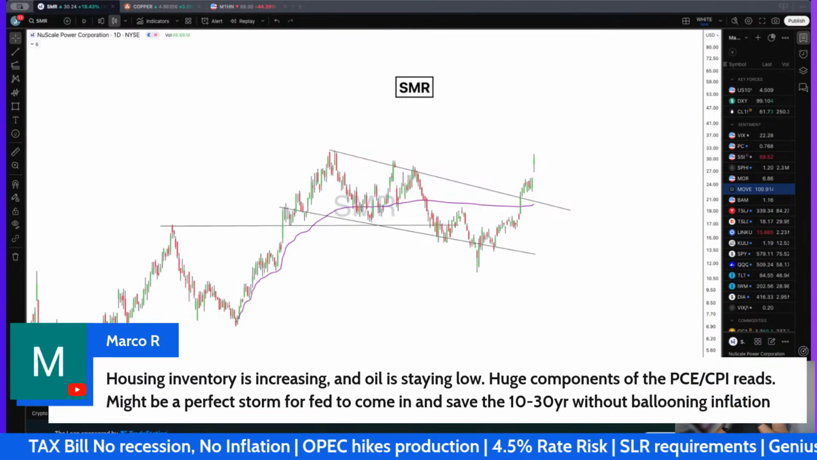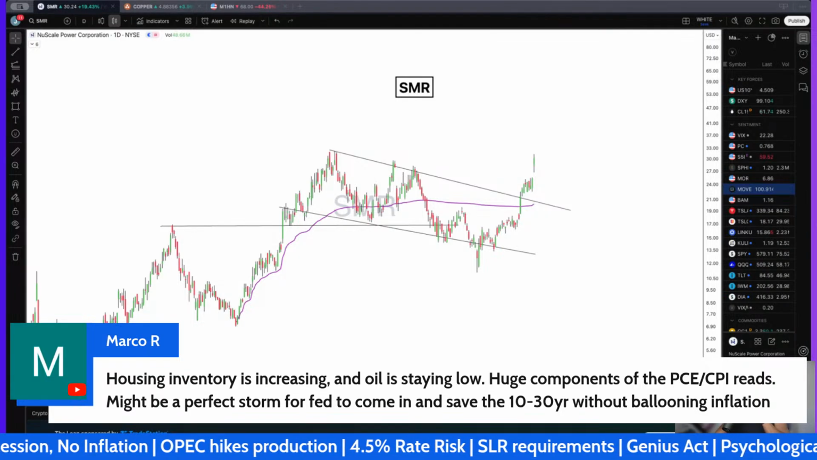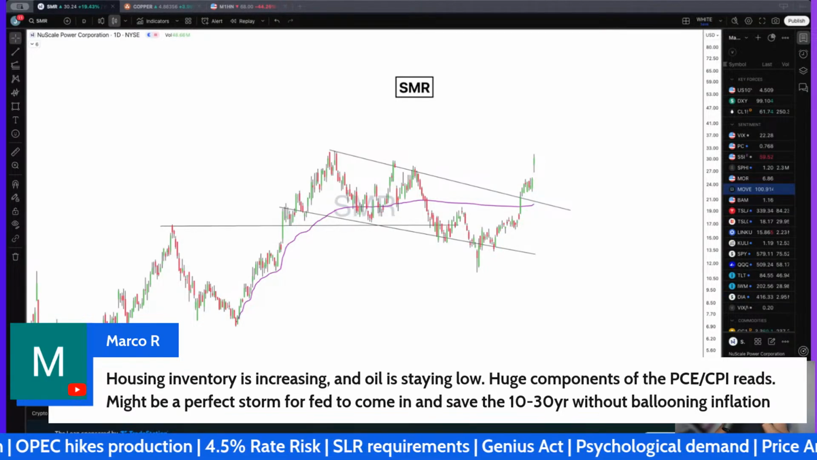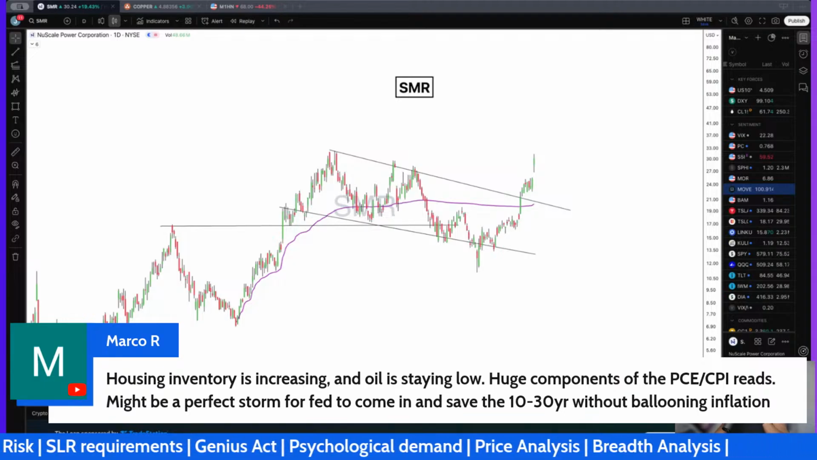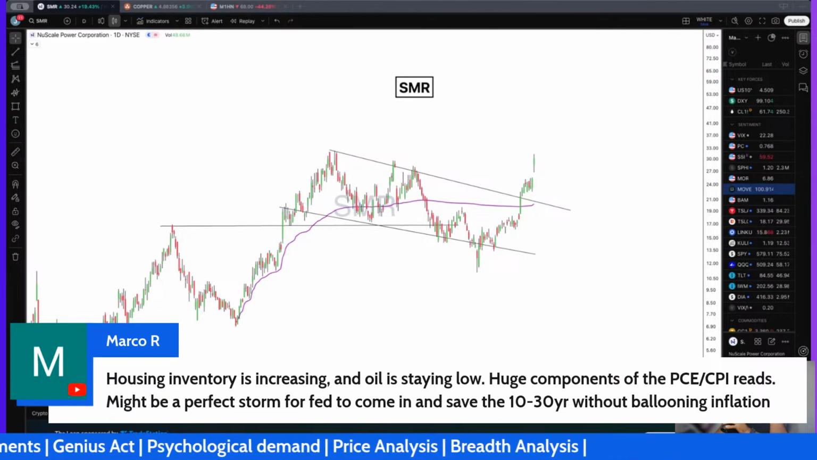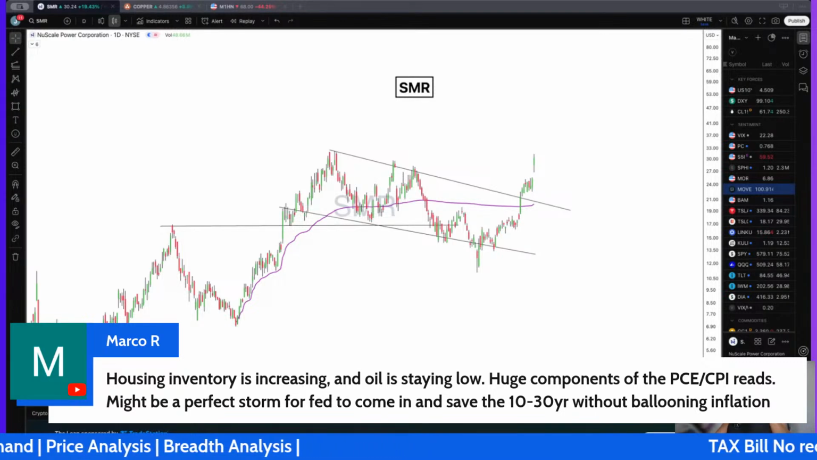What else did Marco say? Housing inventory is increasing. Oil is staying low. Those are huge components in PCE and CPI reads. Might be the perfect storm for the Fed to come in and save the 10 and 30 year without ballooning inflation. 100% yield curve control. Japan's been doing it for 50 years, no inflation, except until now because their rice is exploding.